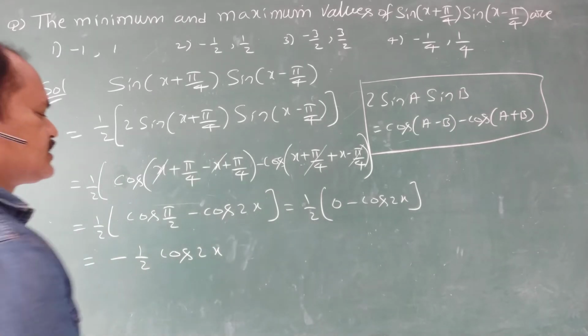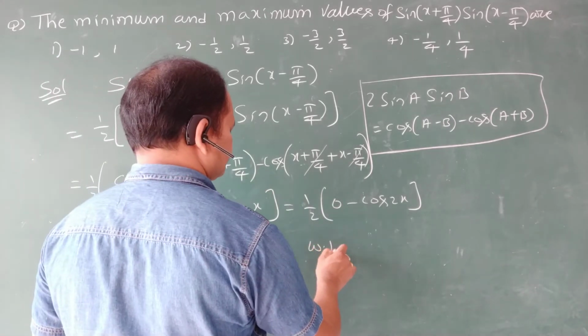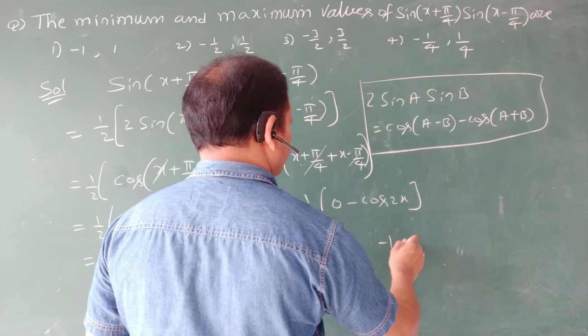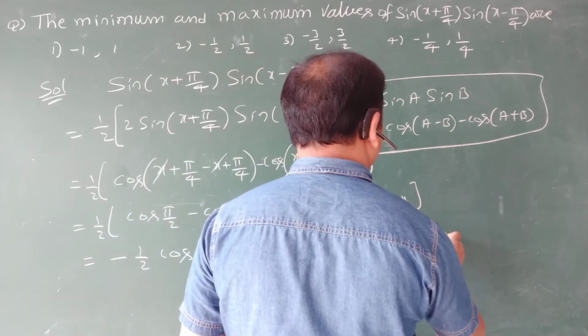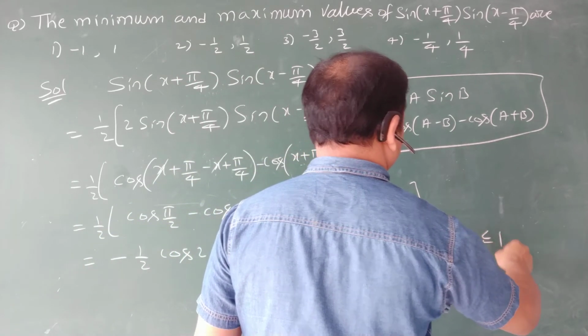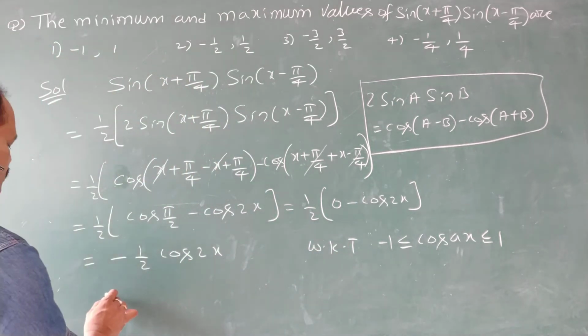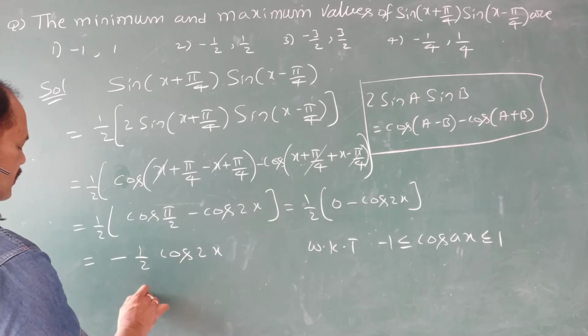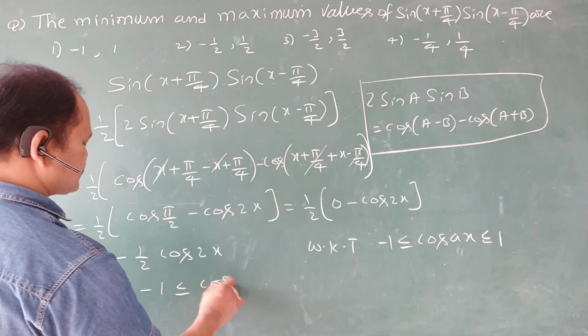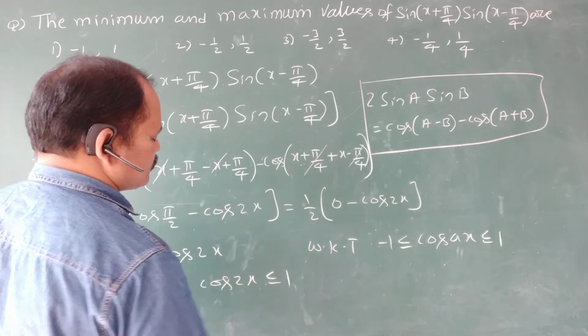Actually we know that minus 1 is less than or equal to cos Ax, which is less than or equal to 1. So cos Ax lies within the interval minus 1 to 1. That's why here minus 1 is less than or equal to cos 2x, which is less than or equal to 1.